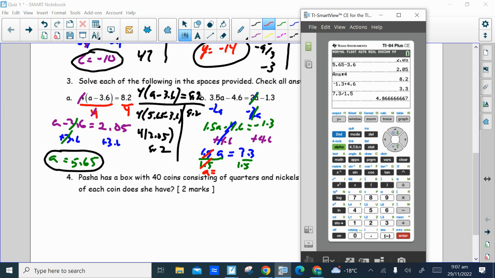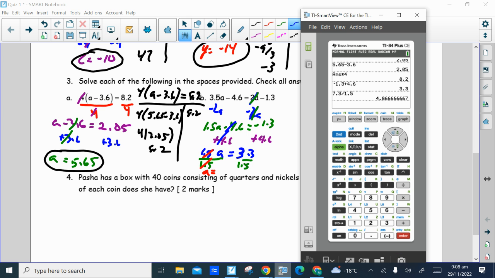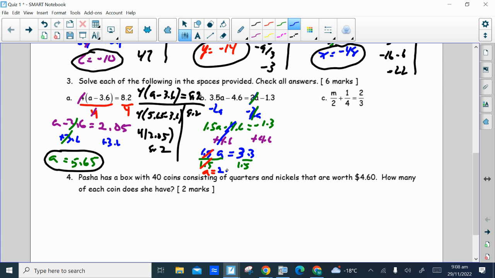No, it's 3.3. That's right. It's not 7.3, it's 3.3. I put 7.3 in my calculator because I didn't do a good job of writing that 3 there. So let's try that again. 3.3 divided by 1.5. There we go, 2.2. That's better. So there's our answer.